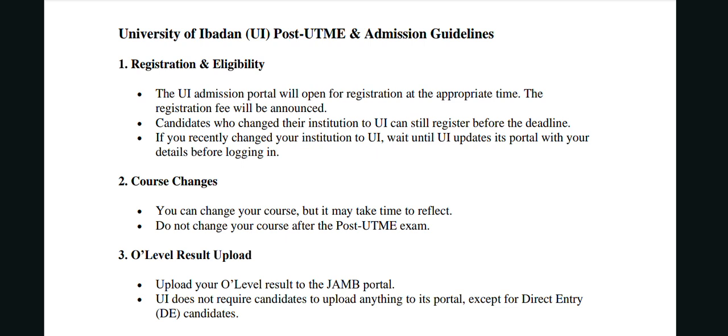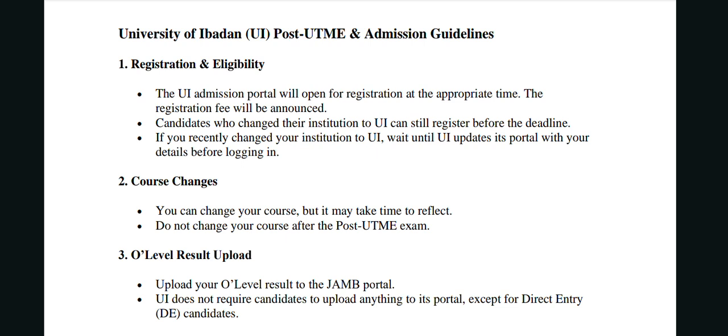Whenever the admission, don't say admission form, let us say post-UTME registration, because some people will be asking the wrong question. Is UI form out? When is UI form going to be out? There's nothing like UI form. What we have is post-UTME and direct entry registration. There's nothing like UI form. So if you're asking when UI form is going to be out, that's a wrong question and it's very demanding. It will just be causing headache and it will be stressful for me to be answering that question.